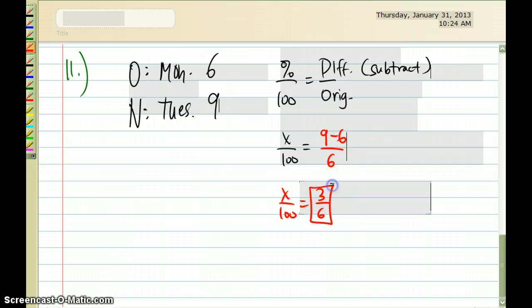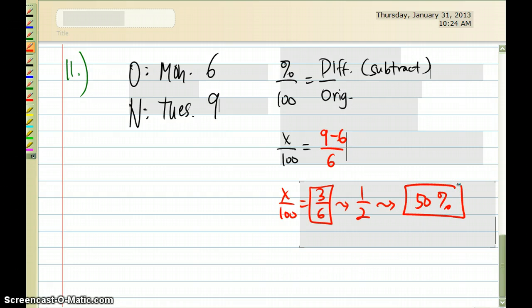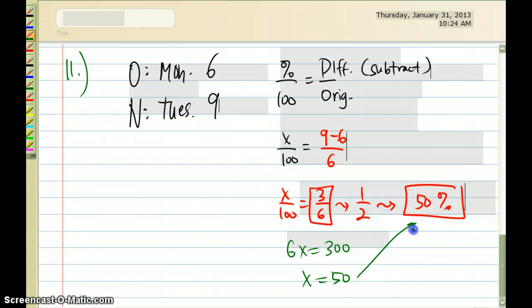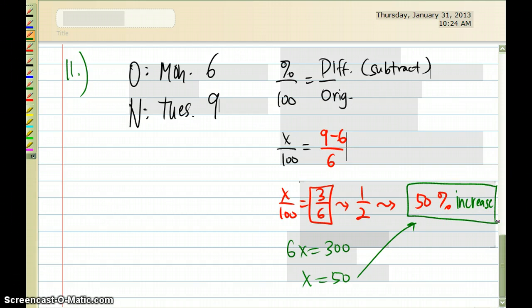And actually, if you just look at this fraction, it's the same as half. And if I turn that into a percent, half is the same percent as 50%. Or if you want to still cross multiply, you would get that and get 50, which is still the same answer. And I do want to indicate if that was an increase or a decrease. And clearly they sold more tickets the next day, so we had a 50% increase in sales. So that was a good thing. They're making profit here by selling more tickets.